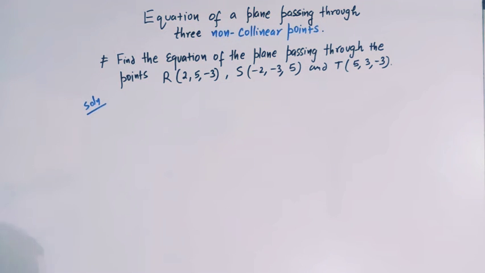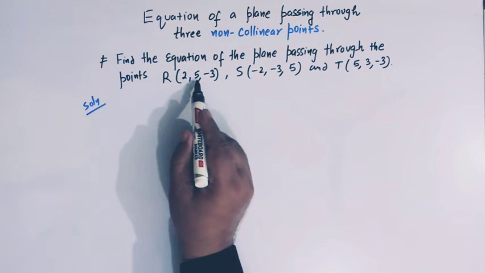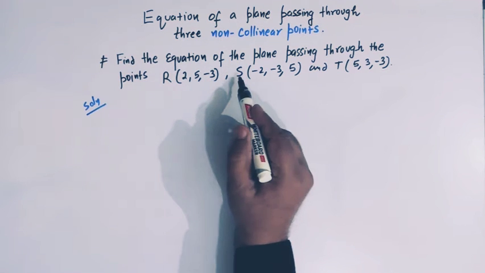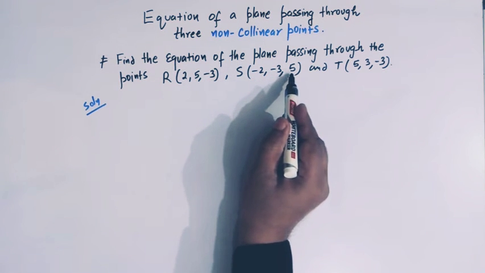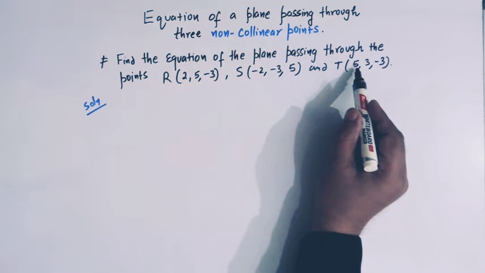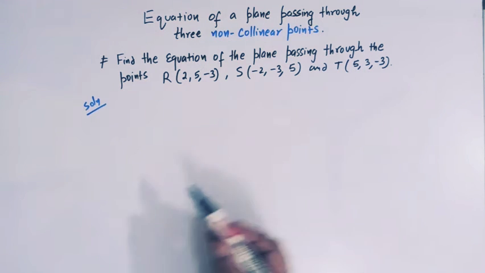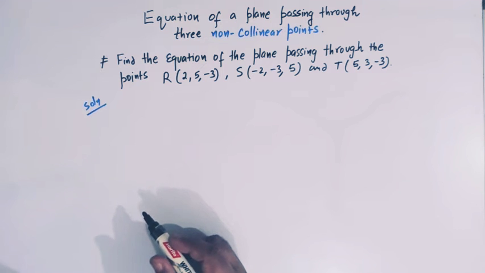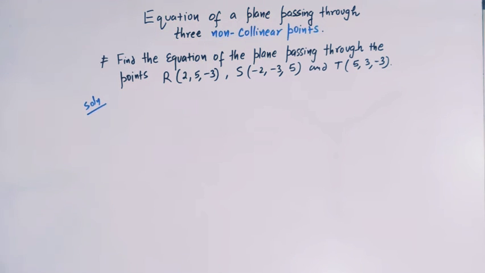Hello viewers, in today's class we are going to take up an important topic in three-dimensional geometry, that is the equation of a plane passing through three non-collinear points. Now here we have this problem: find the equation of the plane passing through the points R (2, 5, -3), S (-2, -3, 5), and T (5, 3, -3). So here we'll find the equation of a plane passing through three non-collinear points.